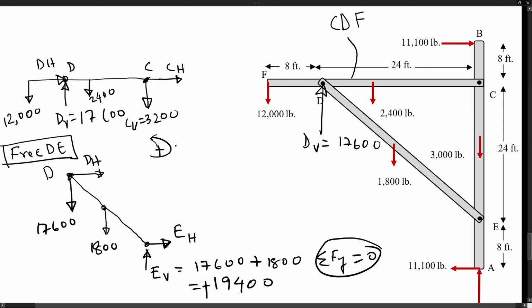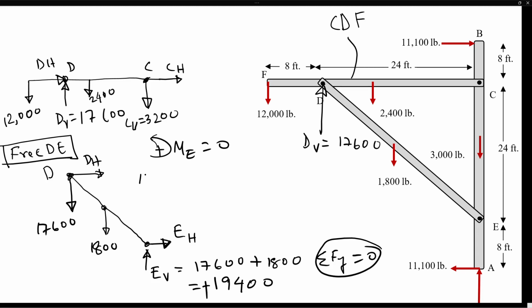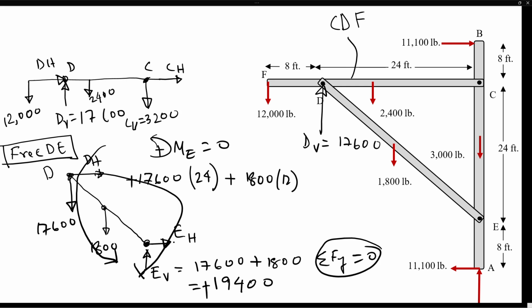So summation of all moments counterclockwise equals 0. If you take moments with respect to point E, the 17,600 will cause a positive moment with respect to E. It's going to do a counterclockwise moment, and it is 24 foot away from E. And then the 1800 will do the same counterclockwise moment. However, it's only 12 foot away from E. And also that DH, the horizontal component, will do a clockwise moment with respect to point E. So that's going to be minus DH, and that is 24 foot away from E. Everything summed to 0. So then DH will be plus 18,500.